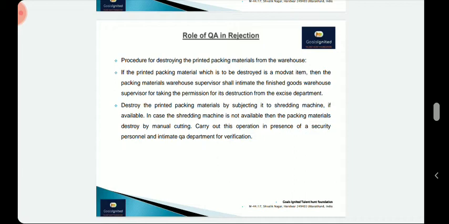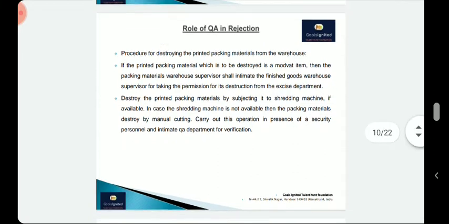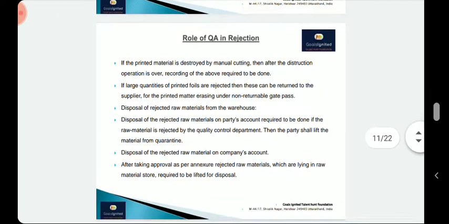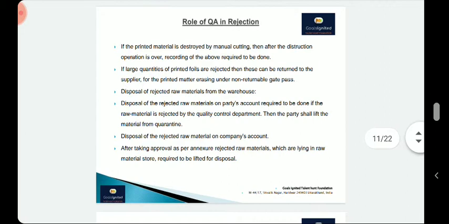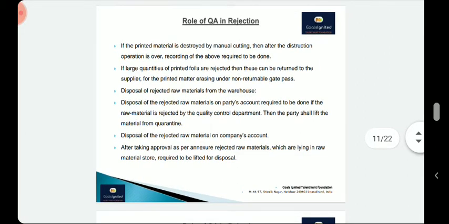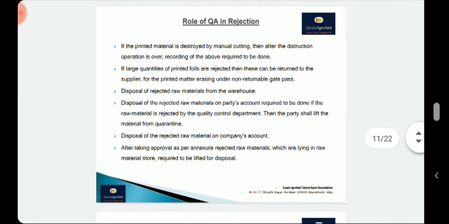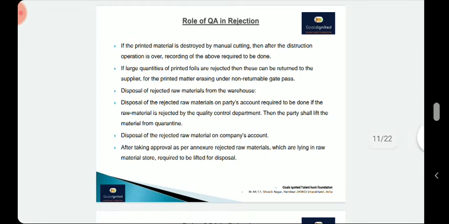If the printed packing material is destroyed by manual cutting, then after the destruction operation is over, recording of the same is required to be done. If large quantities of printed foils are there, then the same procedure is required to be followed. Then the disposal of the rejected raw materials from the warehouse: disposal of the rejected raw materials on the party's item is required to be done if the raw material is rejected by the quality control department. Then the party shall lift the material from the quarantine area.